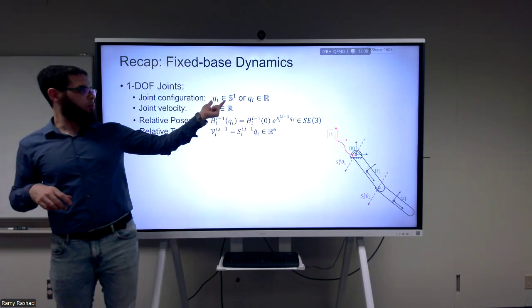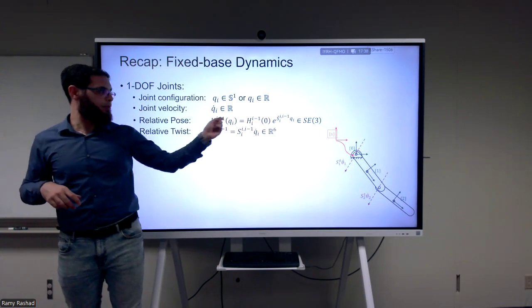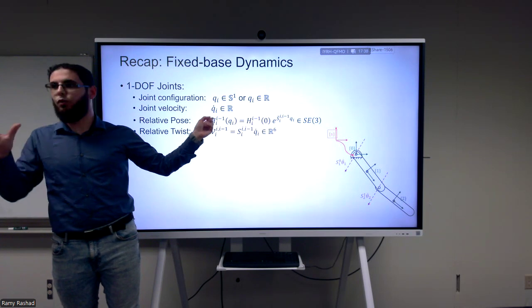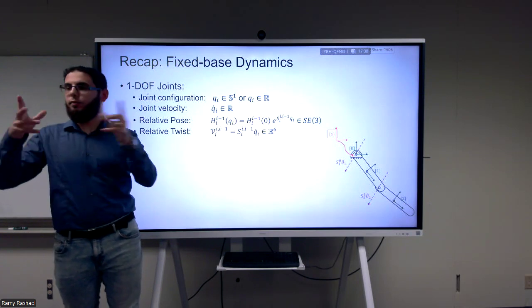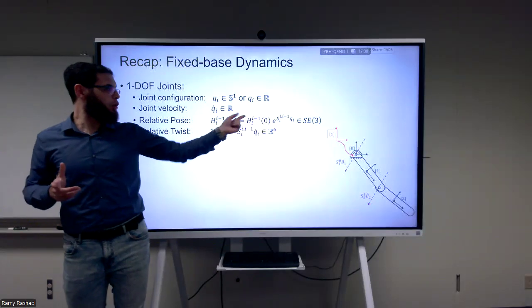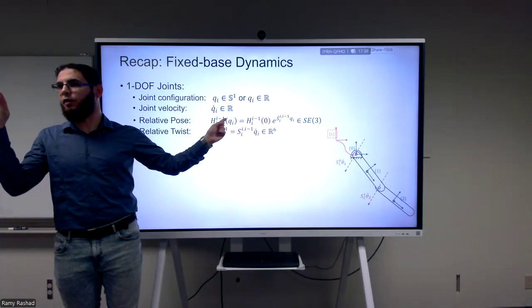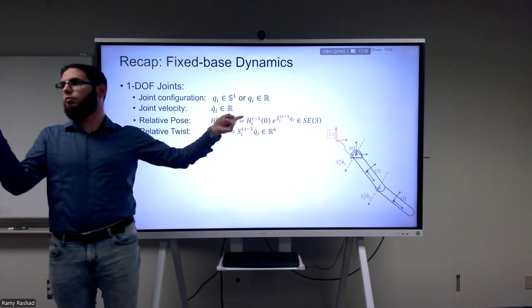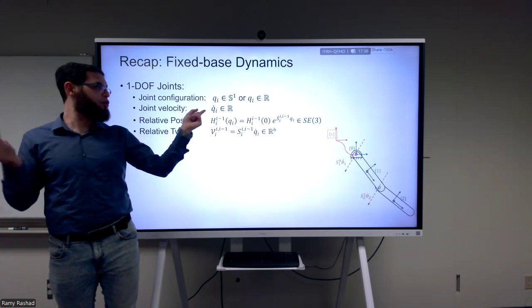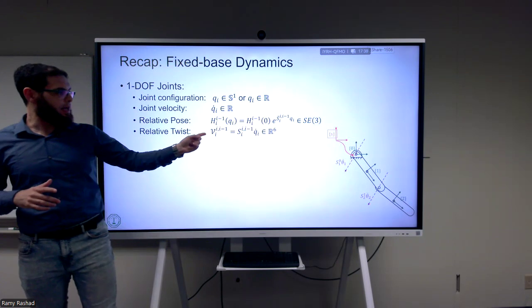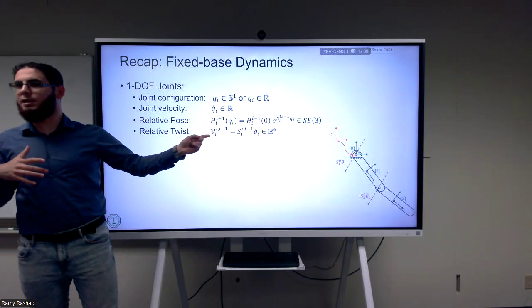And then using the Q, we can use the exponential map to represent it as a pose. This is a full H matrix, but in the end, it's only a parameter of one variable, Q. So you can think of this as a map that takes one number, one variable Q, and gives you in the end an element of SE3. Clear?